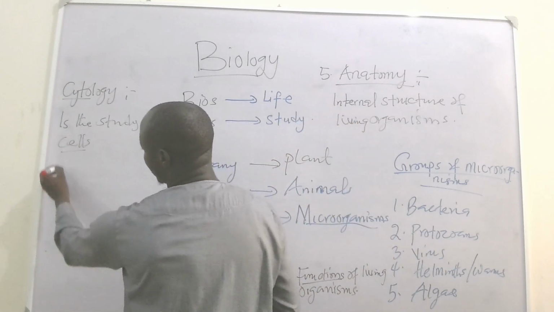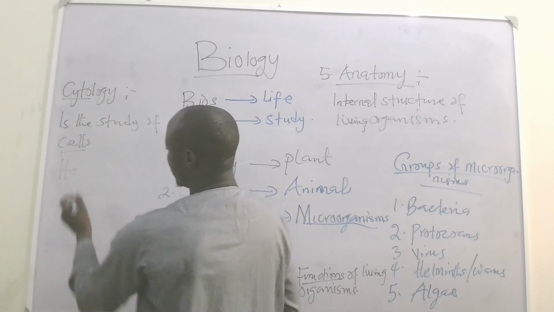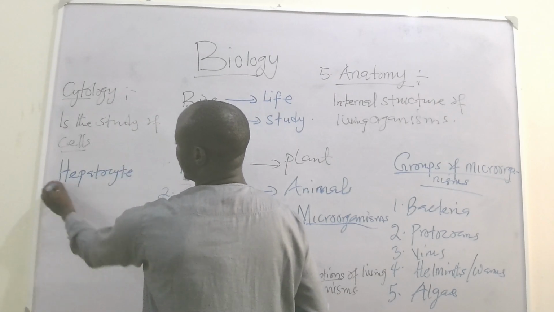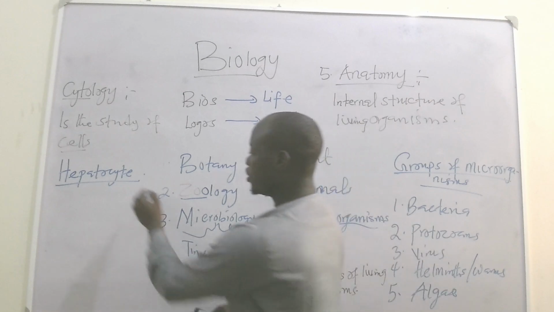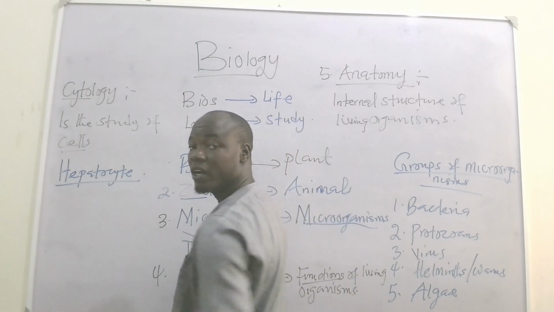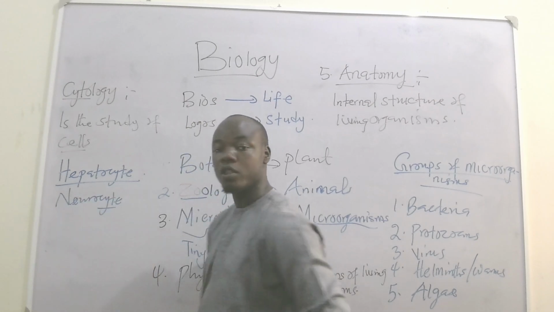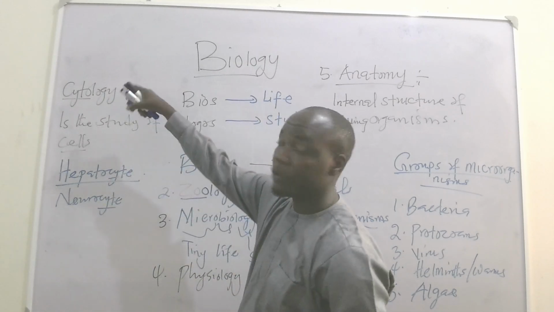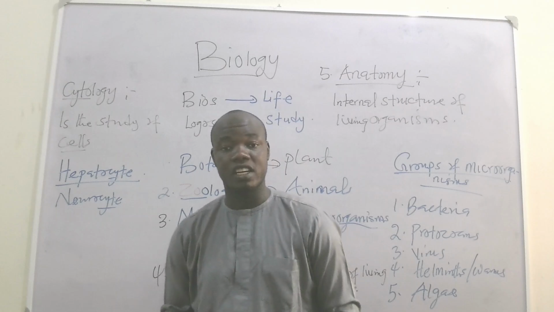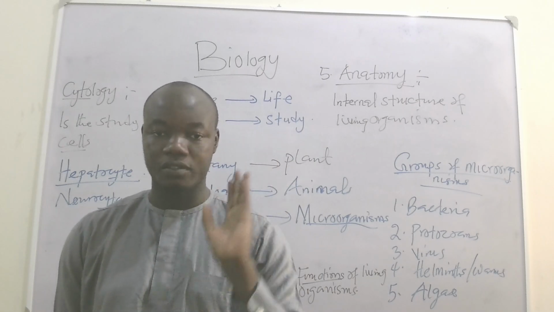For example, when we say hepatocytes, it ends with cyte, it means it's a cell that is found in the liver. And we also have neurocytes. So they all end with the word cyte. So the study of cells is called cytology. And of course, we know that a cell is the structural and the functional unit of life. So if there is no cell, there is no life.